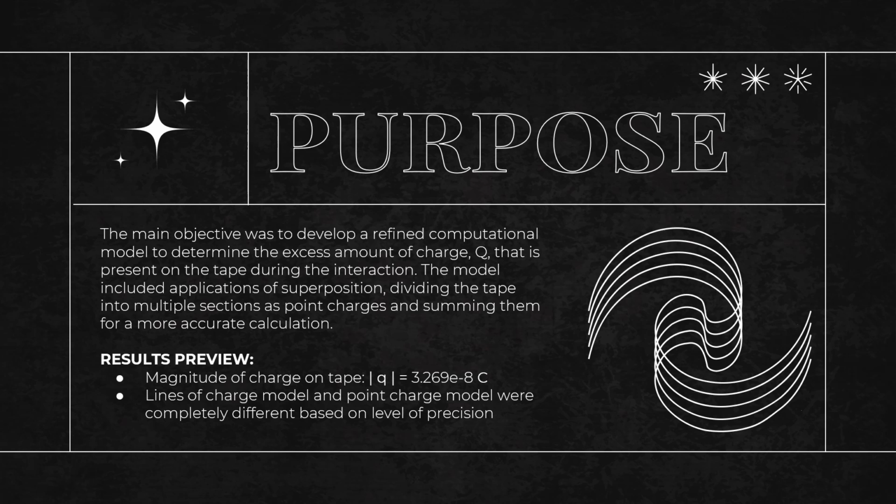And so for our results preview, the magnitude of this charge on the tape was 3.269 times 10 to negative 8 coulombs. And then we also saw that the lines of charge model and the point charge model were completely different based on the level of precision they were measuring.